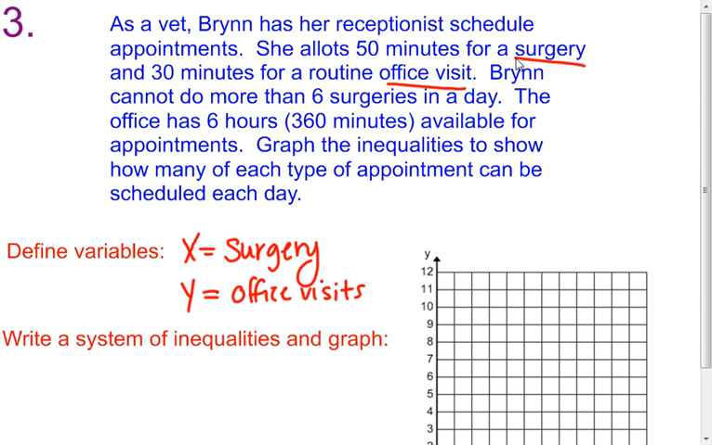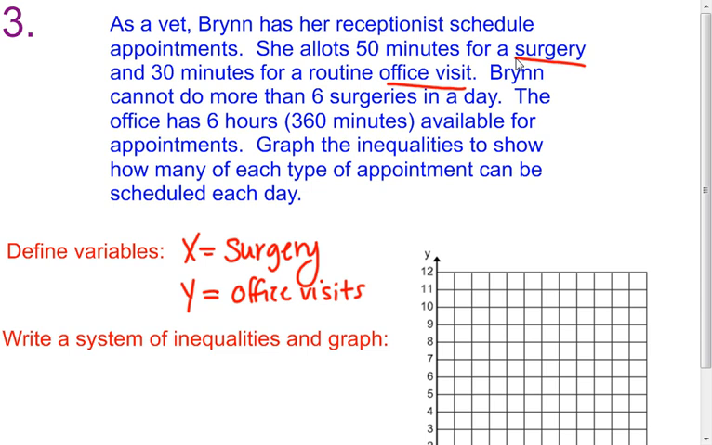Okay? So 50 minutes for every surgery, so that'll be like 50x. 30 minutes for every office visit, so that would be 30y. And she has a total, if you read, of 6 hours to work with. So you kind of have one thing going on, which is time in this case. Okay, so 50 minutes for surgery, 30 minutes for office visit, 6 hours or 360 minutes total to work with. Then the other thing that's going on is she cannot do any more than 6 surgeries in a day. And that's sort of a separate problem. Okay, but here we go.